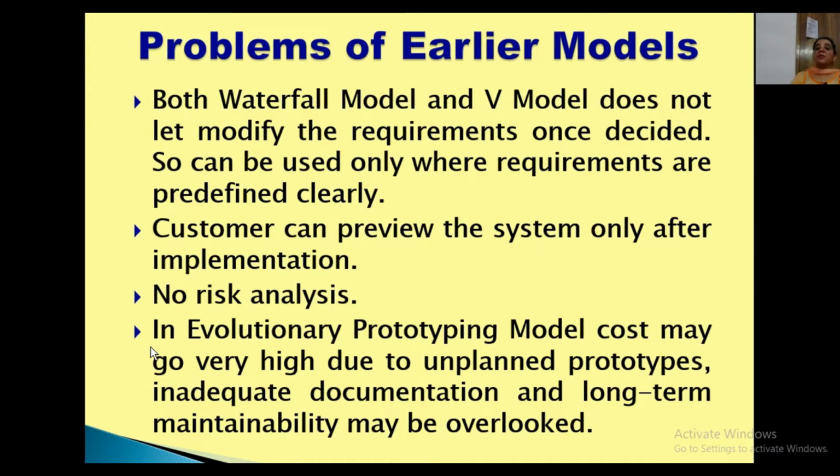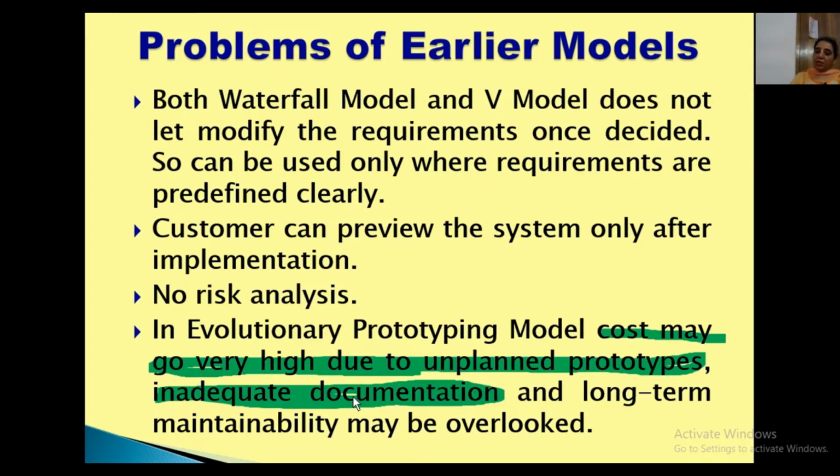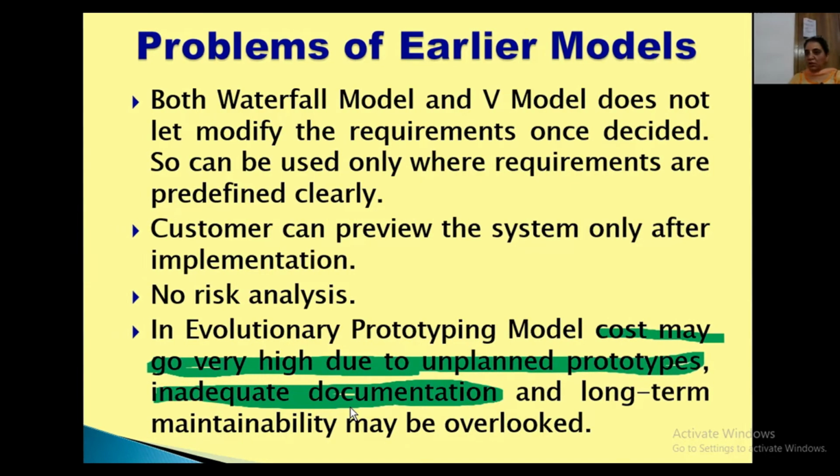Majorly in the evolutionary prototyping model, cost sometimes becomes very high because there can be unplanned prototypes. The number of prototypes can go very high due to the unplanned generation of prototypes, because until the customer is satisfied, prototypes keep getting generated. It may lead to expensive systems. And inadequate documentation was a big problem. Long-term maintainability was overlooked. It was a big problem in the previous models.